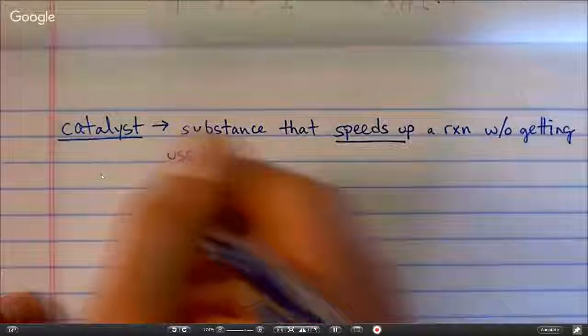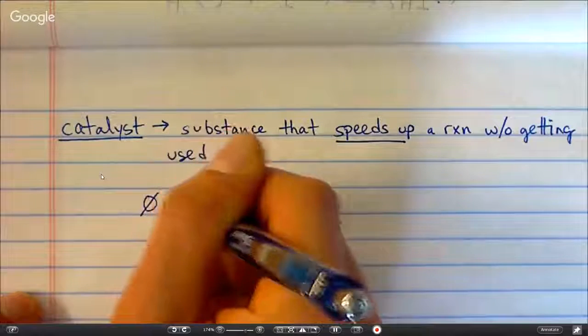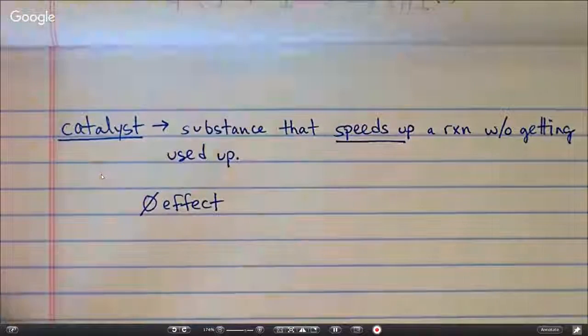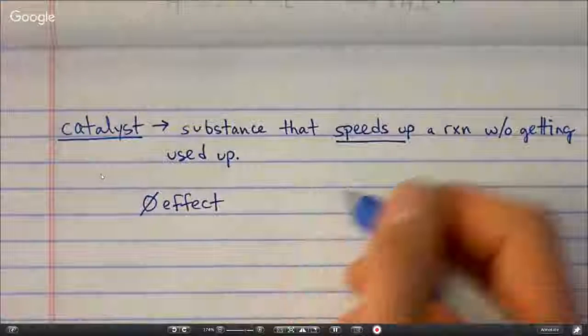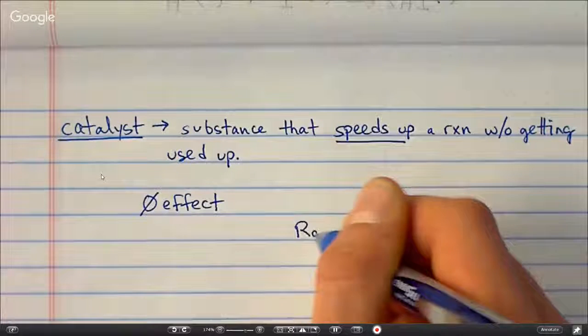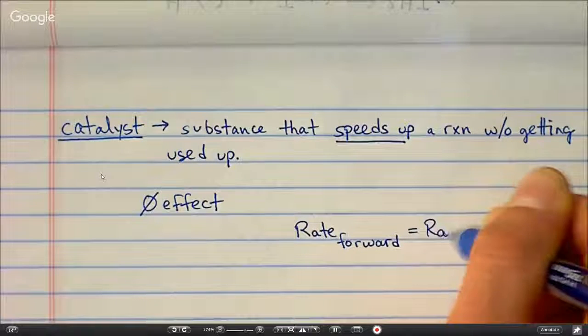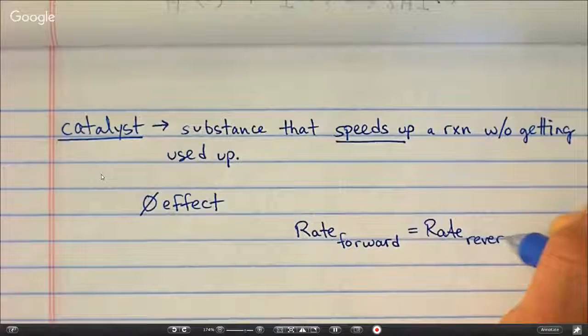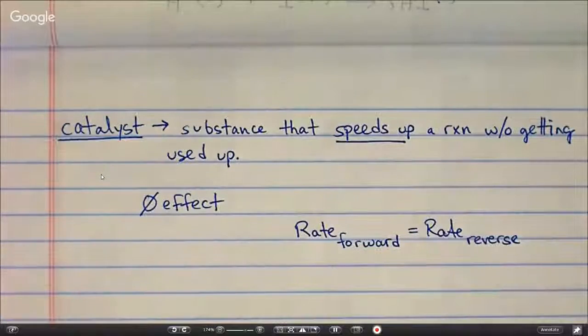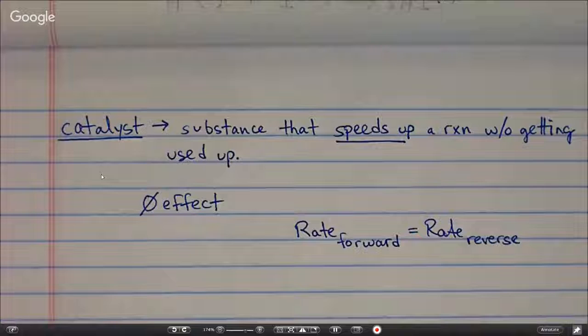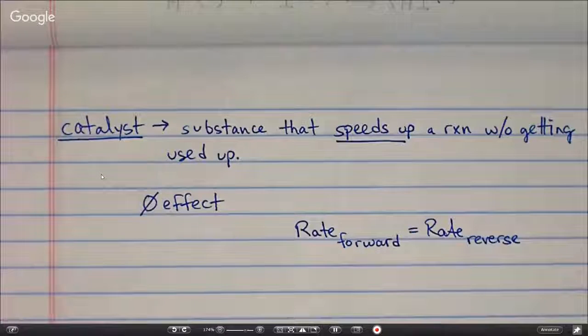As it turns out, the effect on equilibrium is none, no effect. Think about it: we've already said that the rate forward in equilibrium is equal to the rate going in reverse. So if you're speeding up a reaction, you're changing the rate, but at equilibrium, the rate forward and the rate reverse are the same. So a catalyst will have no effect on the equilibrium. It's not going to shift in any direction whether you put in a catalyst. It'll just make the process go faster.